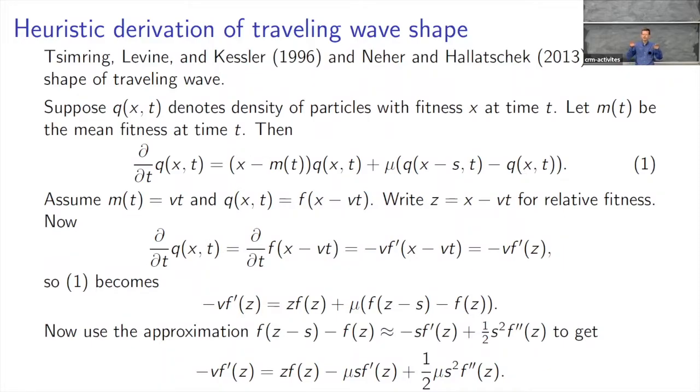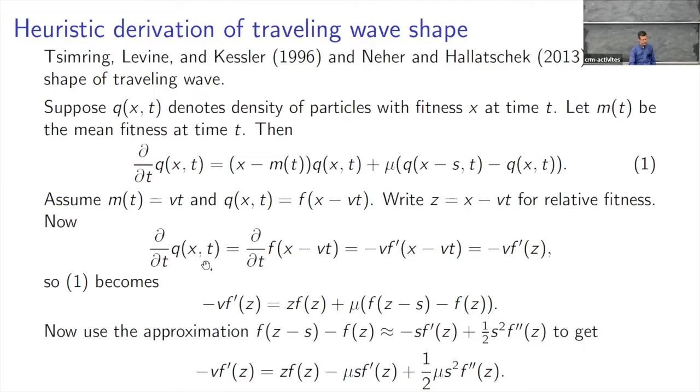Now let's just assume that the fitness distribution is described by a traveling wave with some velocity v. So we'll assume that m(t) is v times t, and then the density is f(x minus vt), where the function f describes the shape of the traveling wave. And we'll also change coordinates to let z be x minus vt, so we're thinking in terms of the individual's fitness relative to the population average.